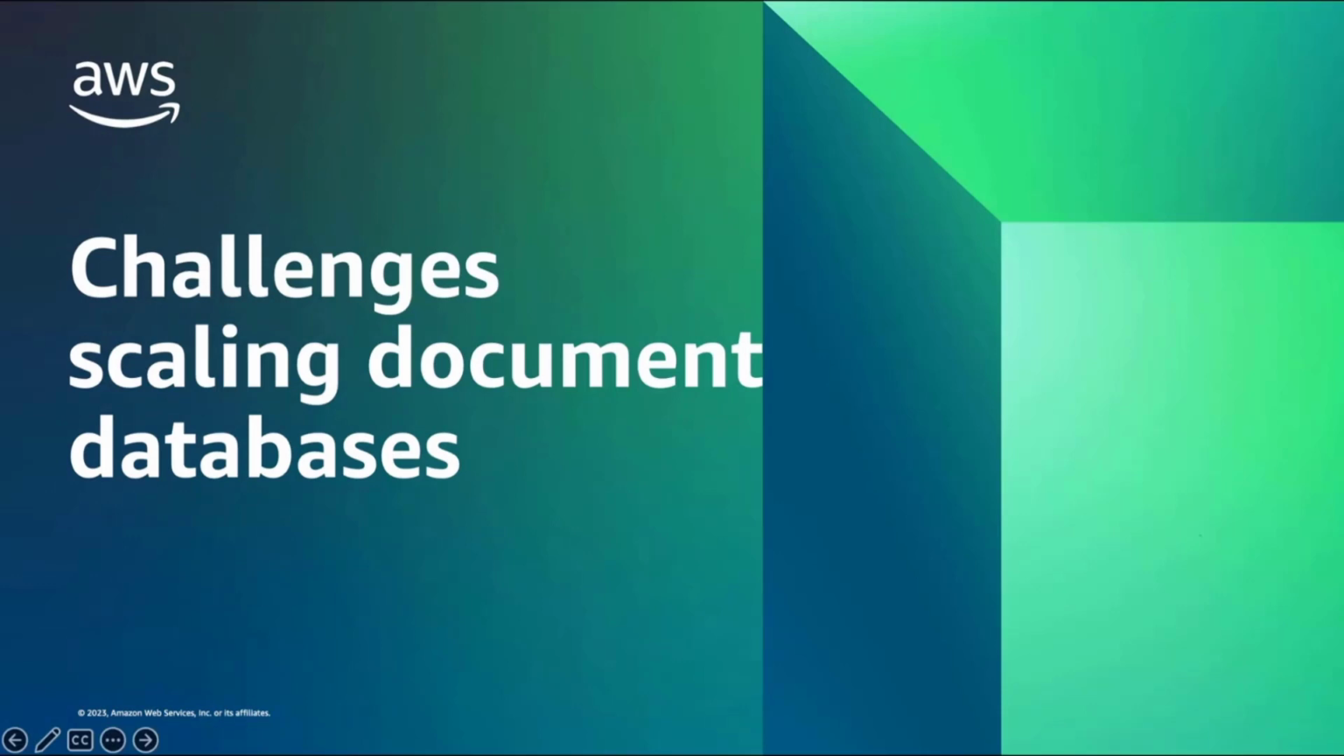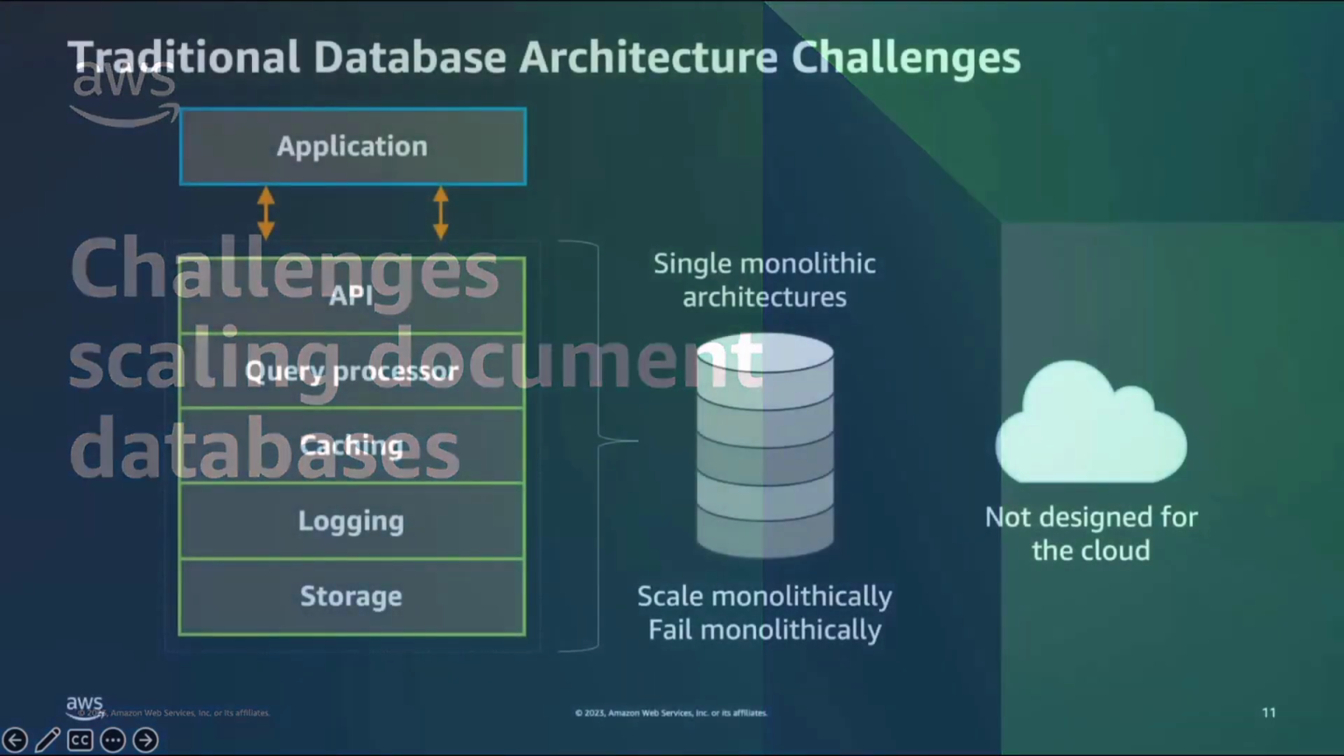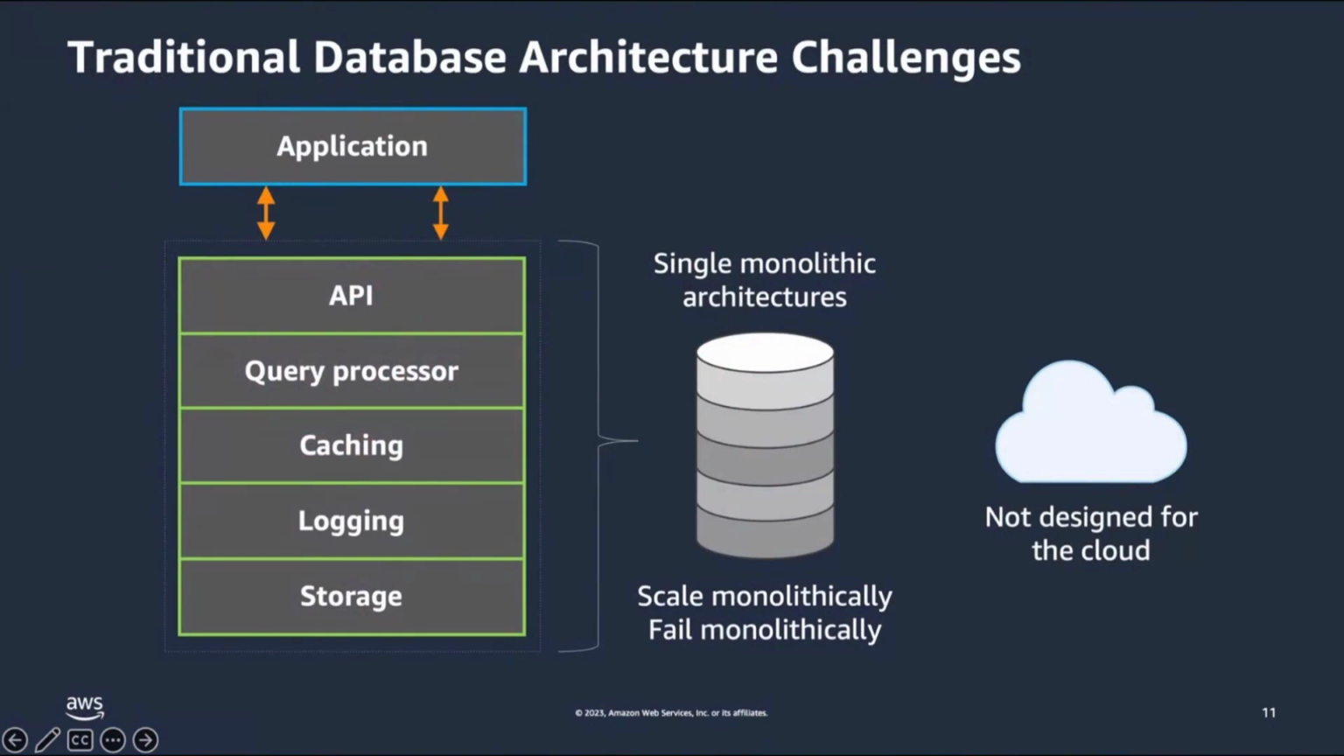All right, thanks, Jason. And now that you understand why you'd want to use a document database, as Jason mentioned, I'm going to dive into the architecture of Amazon DocumentDB in the context of how it addresses some common challenges of scaling and managing other databases. So many traditional databases and some NoSQL database architectures are monolithic, like you see here on the screen.